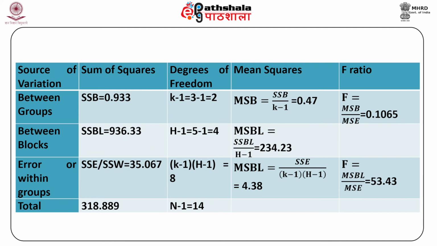again you can see we have the sources of variation, the sum of squares, degrees of freedom, mean squares and F ratio. And we are mainly interested in the two F ratios. Look at the first F ratio, which is equal to MSB upon MSE. It is equal to 0.1065, which comes out from MSB equal to 0.47 and MSE equal to 4.38. Similarly, our second F ratio, which is equal to MSBL upon MSE, comes out to be equal to 53.4. And I'm sure you can calculate how it comes out from the MSBL value of 234.23 and the MSE value of 4.38.